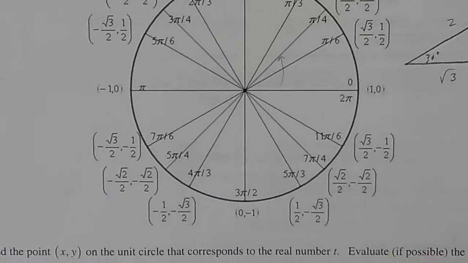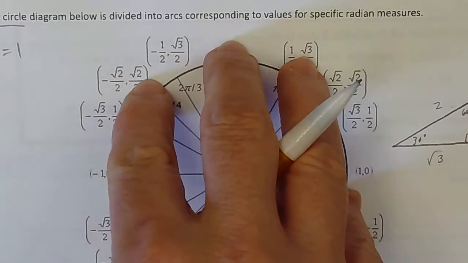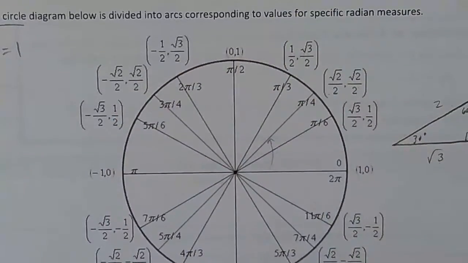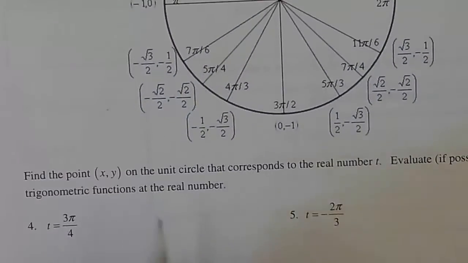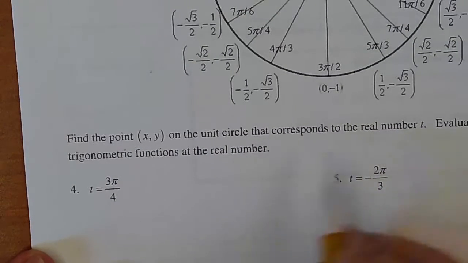All right, so here we go. Let me show you how we use this. This diagram will be given to you on your assessments, on your next quiz. You just have to know how to use it. Find the point x, y on the unit circle that corresponds to the real number t, 3 pi over 4. Evaluate the 6 trig functions at the real number.